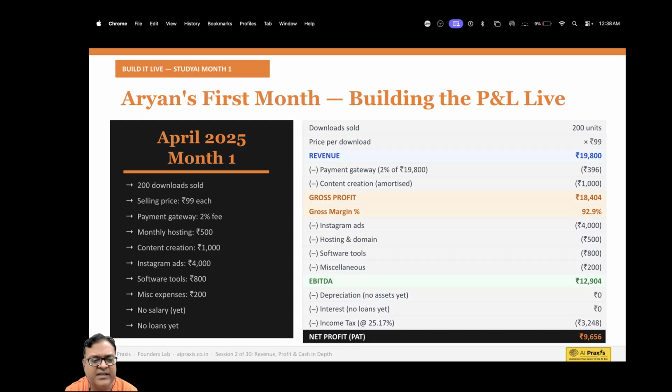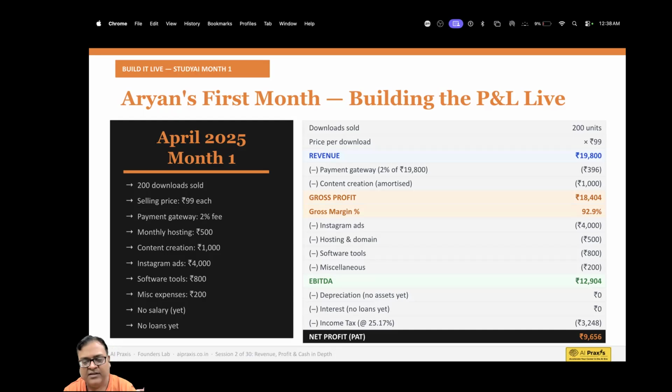Then there could be some miscellaneous expenses, 200 rupees. And in Aryan's case, there's no salary, there are no loans. Very simple. On the right hand side, what you actually see is very simple math. 200 units multiplied by 99, that's the revenue, 19,800 rupees.